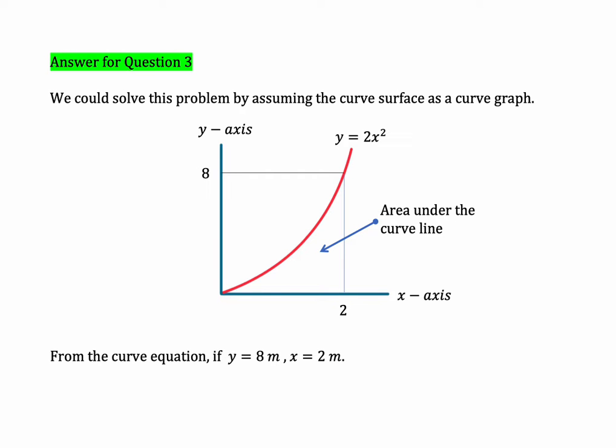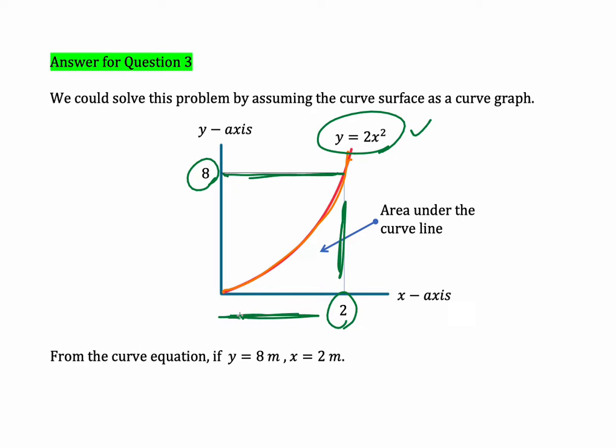We could solve this problem by assuming the curved surface as a curved graph. If we have a graph with y equal to 2x squared, and the value of y here is 8, we could substitute into this equation and get x equal to 2. So now the horizontal width is 2 meter and the height is 8 meter.